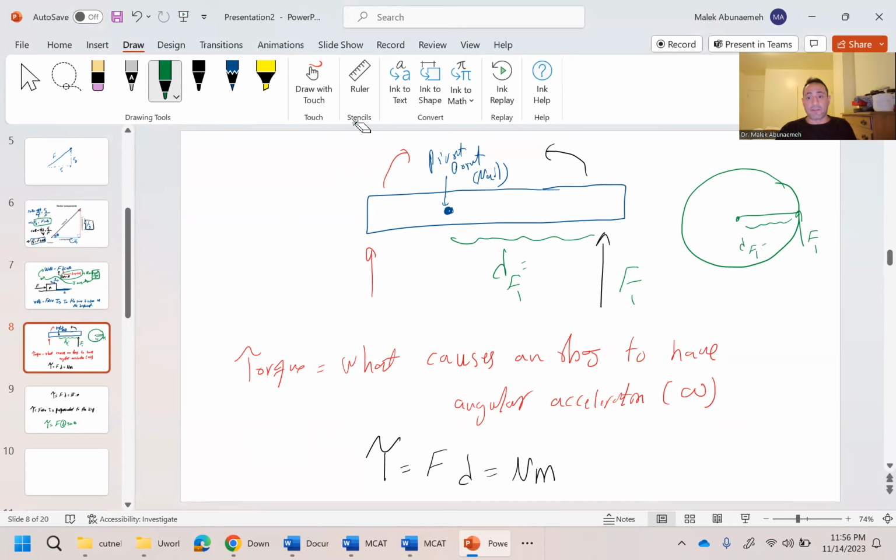Let me get a different color so the greens aren't clashing together. This is your F1, and this is the distance for F1. What does that look like? It's halfway through the circle. Halfway through the circle is called the radius. So usually it's your F times D, so we're going to take this D out and put R, which is another form of distance measurement. That's going to be Newton meters.